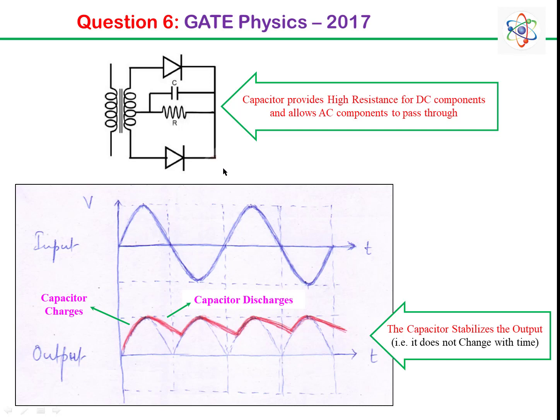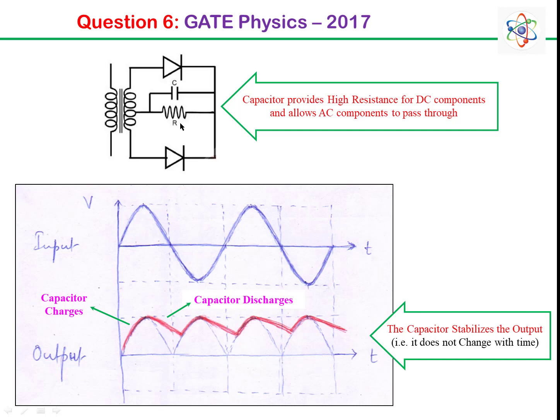The reason is we know that a capacitor provides a high resistance for DC components and allows AC components to pass through. Therefore this capacitor will not allow the DC components, and therefore the DC components will pass through this resistance, and that is what we want. We want maximum DC at this output R.